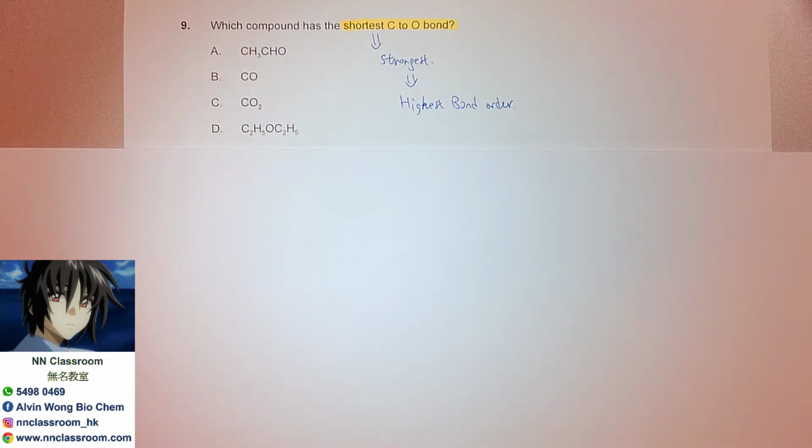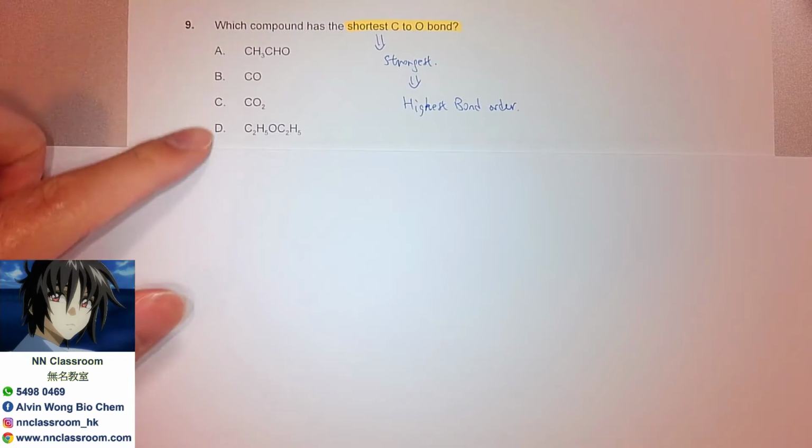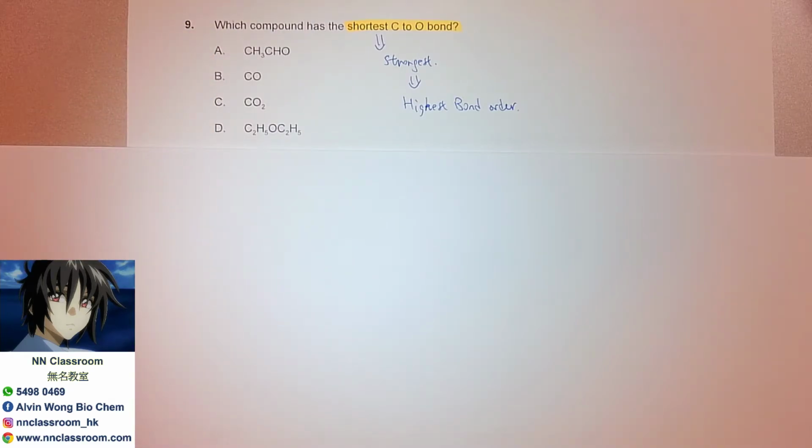Makes sense, right? So that simply means for this question, we should first be sketching all the bonding patterns. And this bonding pattern, we also call it the Lewis structure. So let's go one by one, right?